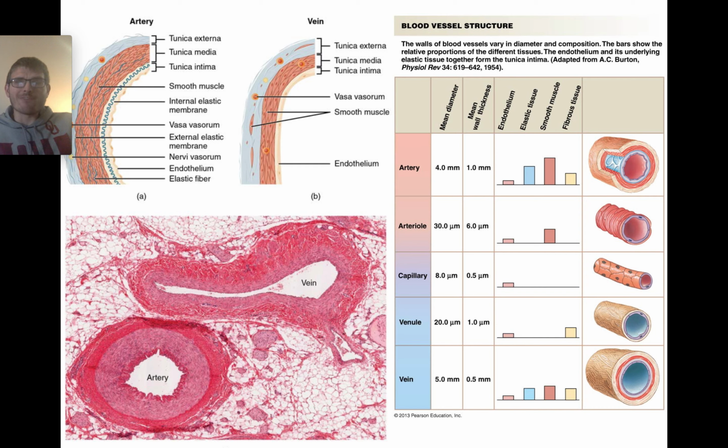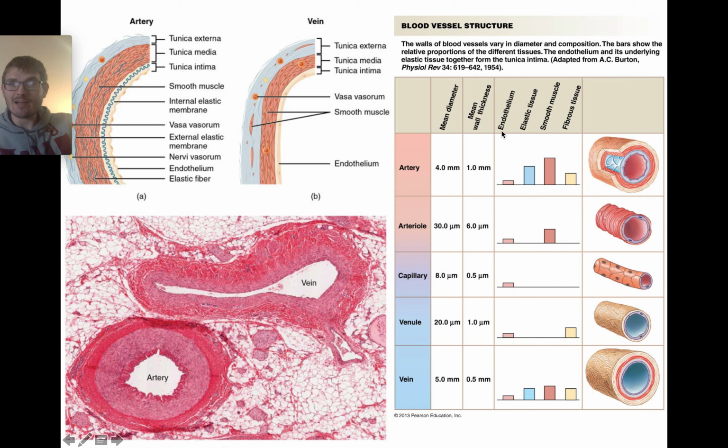So our 5 different types of blood vessels that we have mentioned before are arteries, arterioles, capillaries, venules, and veins. What we're looking at here is the breakdown of how much of each tunic each particular type of blood vessel has. Let's start with the types of blood vessels that have all 3 of the tunics. That is going to be arteries and veins, the 2 largest types of blood vessels.